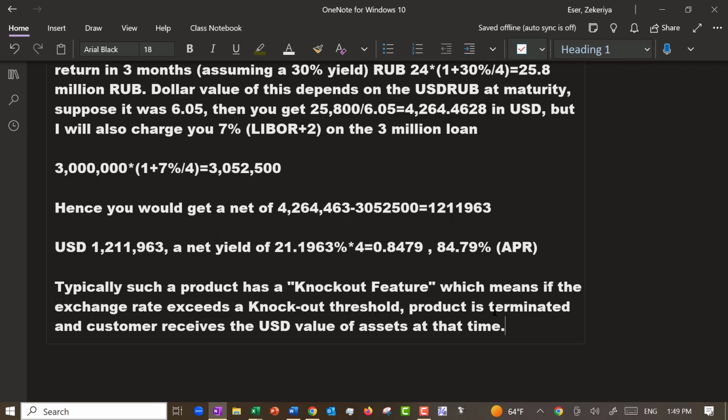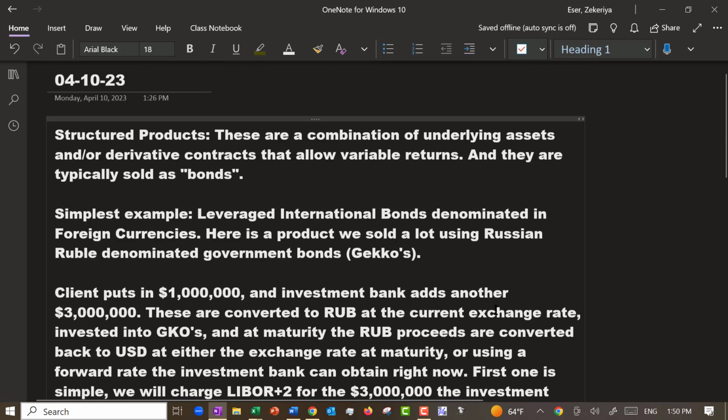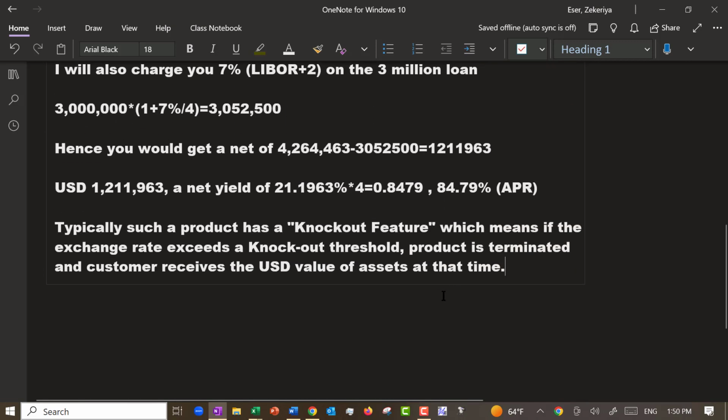Such a feature is there, A, to protect the investment bank, and B, to actually, in a sense, protect the customer as well. Because when a move like that happens, more than likely, an even more severe move is going to happen. Such a product wasn't that popular because customers did not want to take that kind of risk.